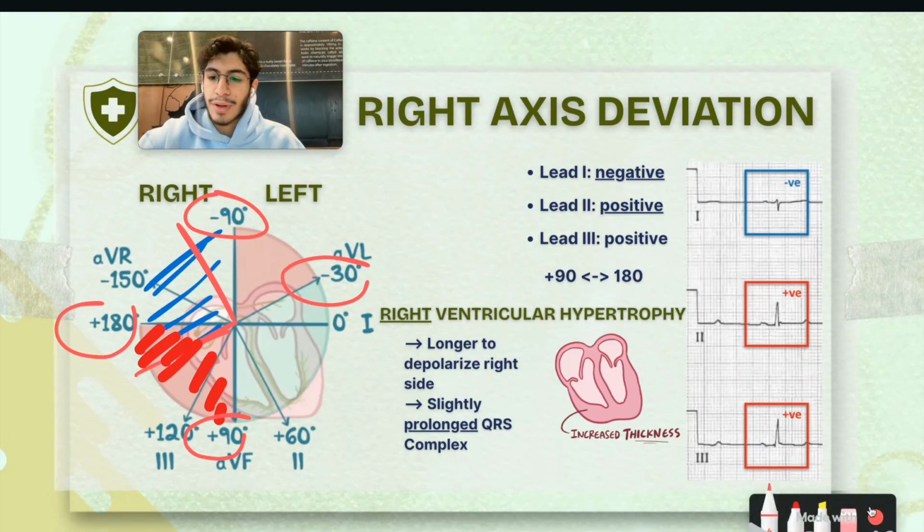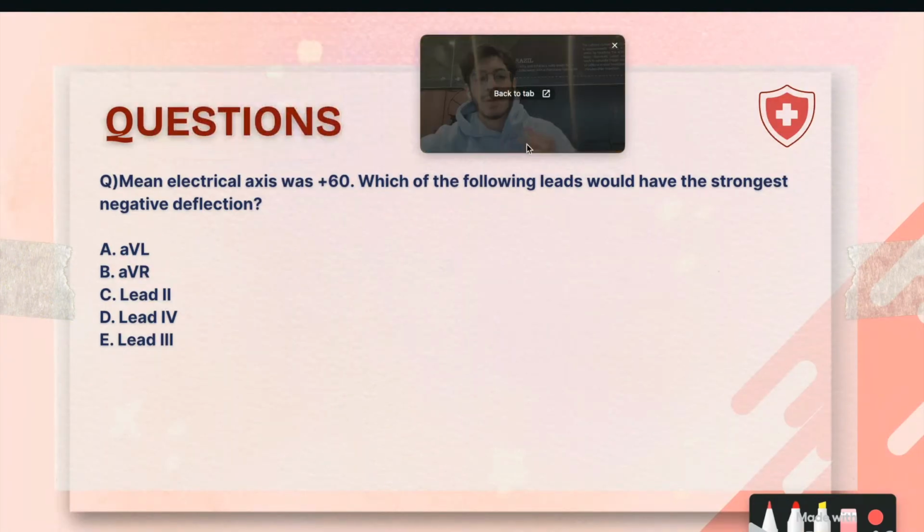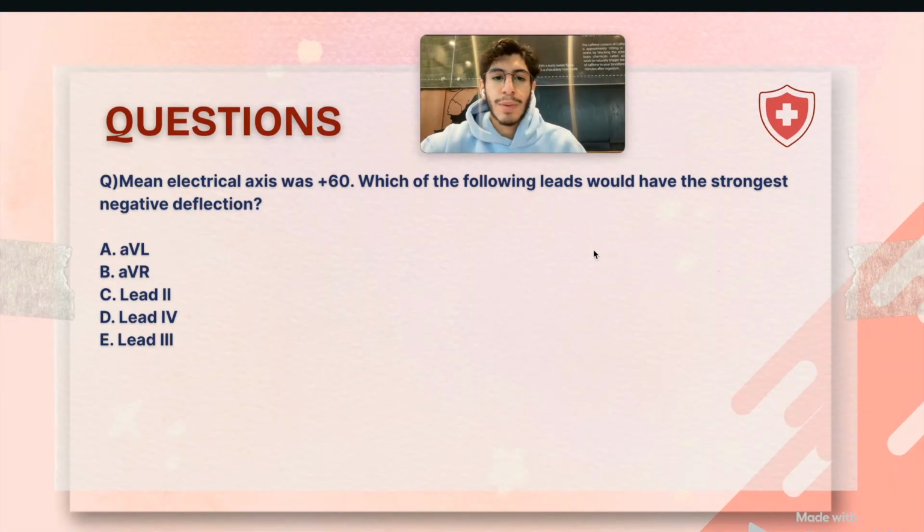The questions are very important because I'm pretty sure the doctor's gonna get something from these, right? Okay, so question 1. Mean electrical axis was positive 60, right? Which of the following leads would have the strongest negative deflection? Okay, if you want to solve this on your own, all right, pause the video. Okay, now let's talk about it.